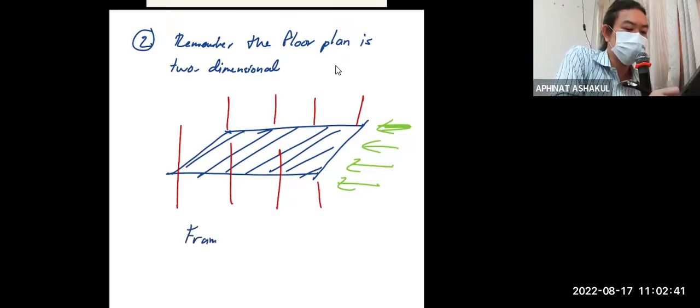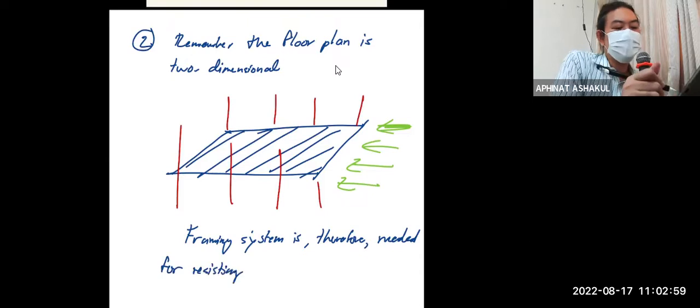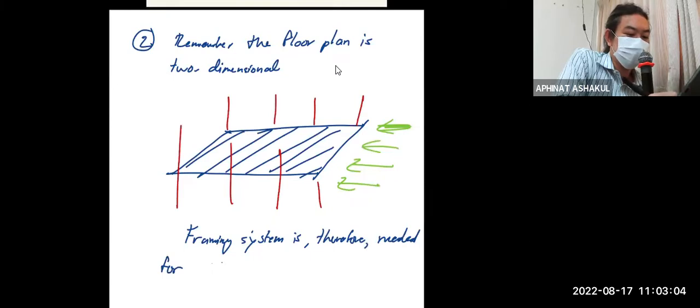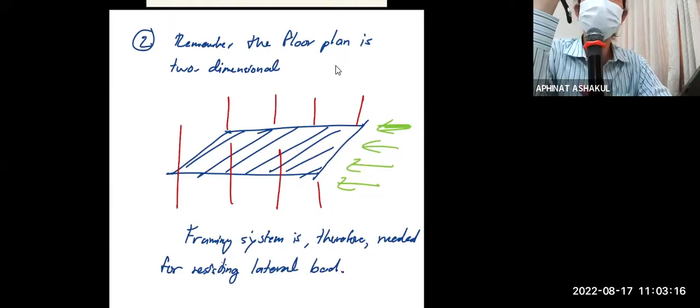Framing system is therefore needed for resisting lateral load. Oh, I think my handwriting is going berserk in the first hour. That is the main reason why we need to understand the framing system. Okay.